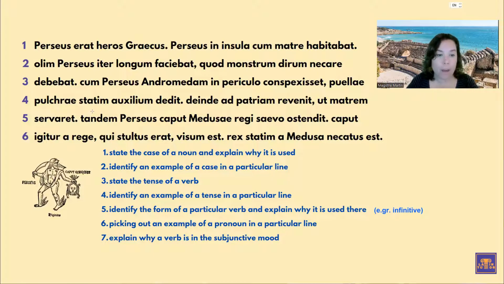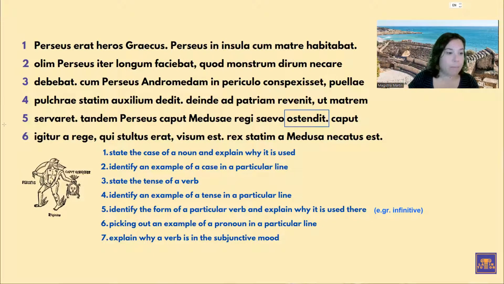For example, if we go to line 5, they might ask you to find a verb in the perfect. There's only one in this line that fits. But as it happened with the nouns, there might be more than one. In this case, it's ostended, he showed. You don't need to translate it, by the way. You would just say ostended.